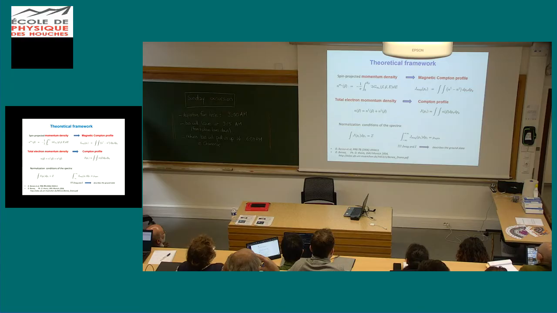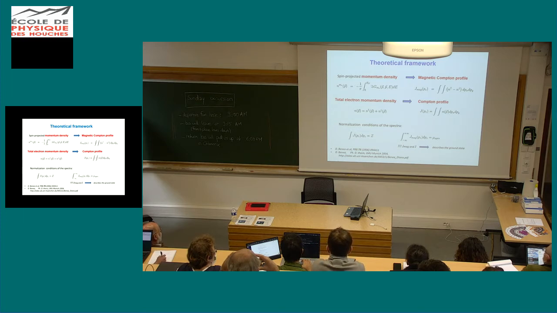Having this Green function derived, one can further integrate it over energy up to the Fermi level in order to get this three-dimensional momentum density. And to get the magnetic Compton profile, one has to integrate it in a plane perpendicular to the scattering direction. In the same way, one could also get the Compton profile, describing the scattering on the charge, and one has to take care of all the normalization conditions, which in the case of the Compton profile is Z, the number of electrons, and in the case of the magnetic Compton profile, it's the spin magnetic moment.